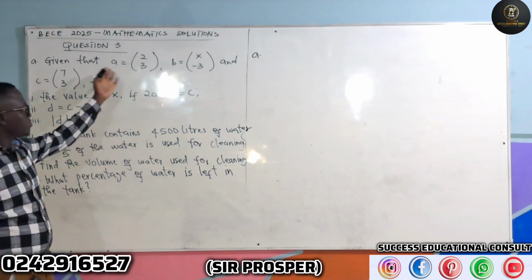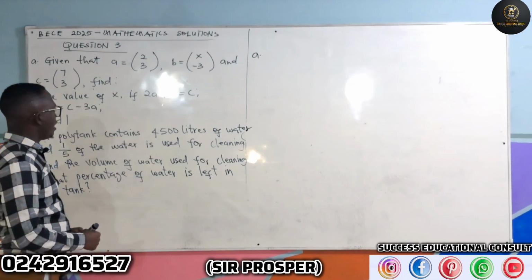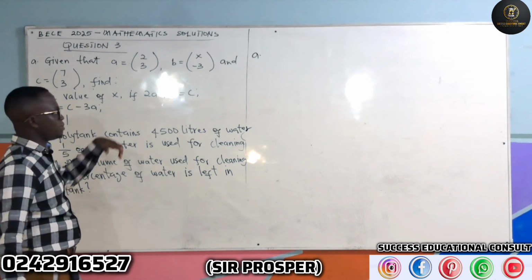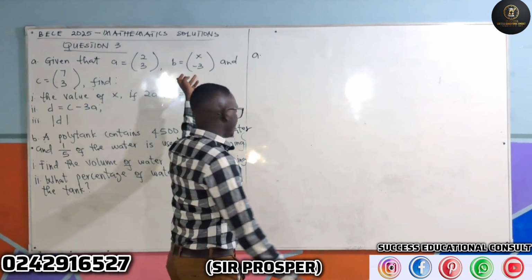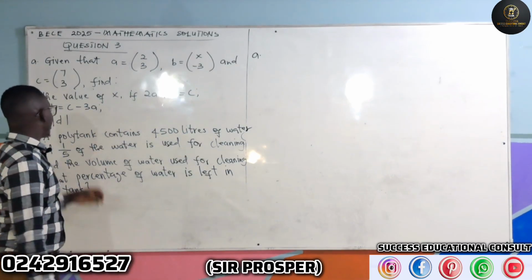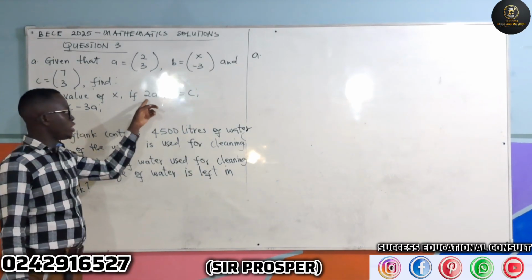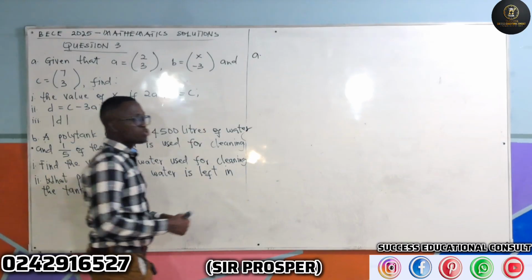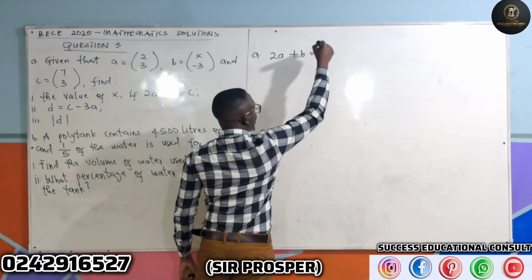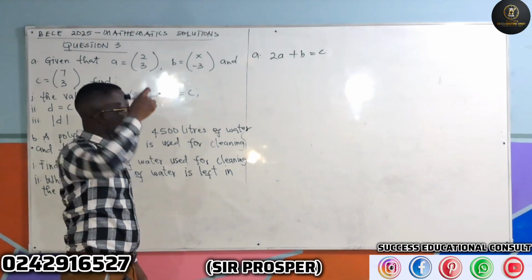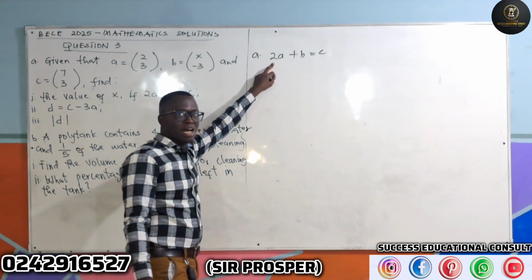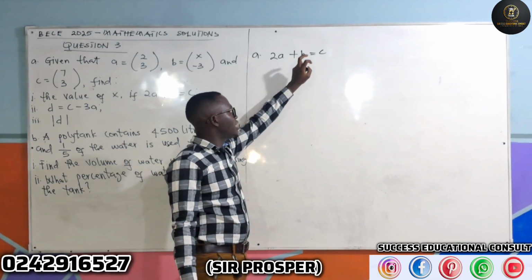We've been given 3 vectors, A, B, and C, and we have to find the value of x. X belongs to vector B. That's the x component, this is the y component. According to the question, if 2a plus b equals c, what does this mean? We are multiplying the components of a by 2, adding it to the vector b, and then we equate it to the vector c.